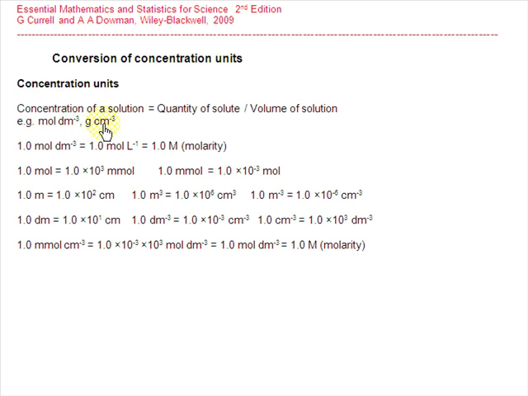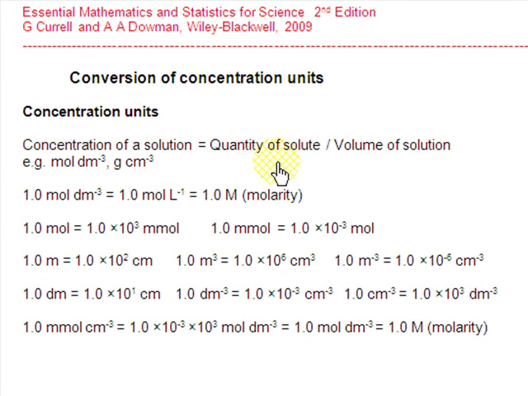The concentration of a solution is equal to the quantity of solute divided by the volume of the solution. The quantity of solute is typically either measured in moles or grams, and the volume of solution typically in decimeters cubed or centimeters cubed. So typical units for concentration would be moles per decimeter cubed, or moles decimeters to the -3, or grams centimeters to the -3.